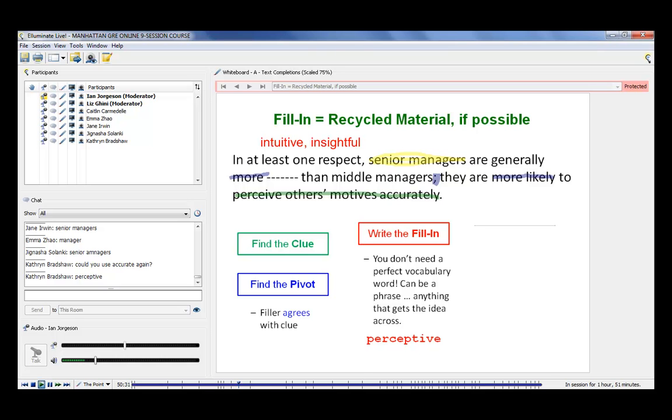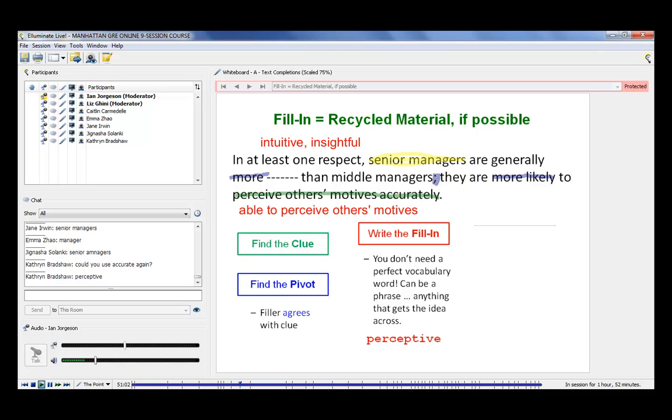That's really it. So there's no reason to use fancy vocab words here. In fact, here's something you could have done with this one. Just recycle the whole phrase. They are generally more able to perceive others' motives. That would be a great fill-in. And then I just look at the words and I go, which of these means able to perceive others' motives? In other words, don't make it too hard on yourself. Use whatever fill-in completes the meaning, but in a way that's useful to you.